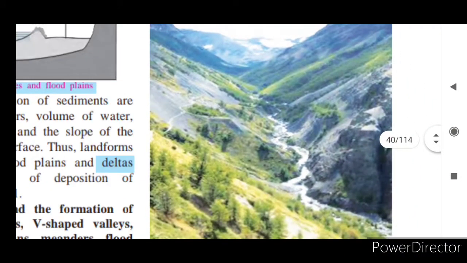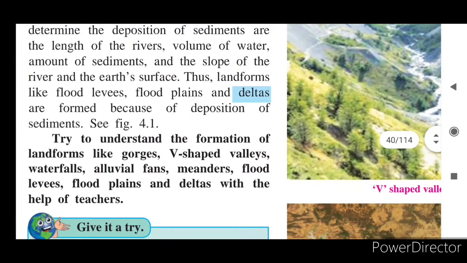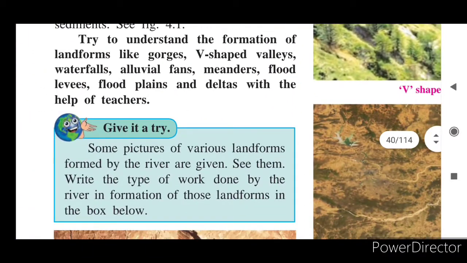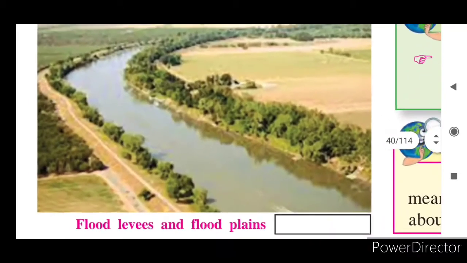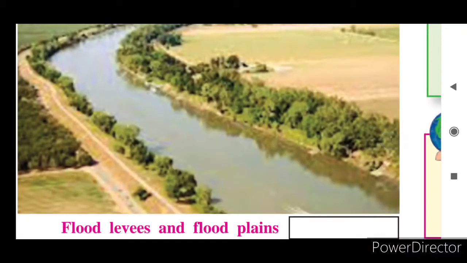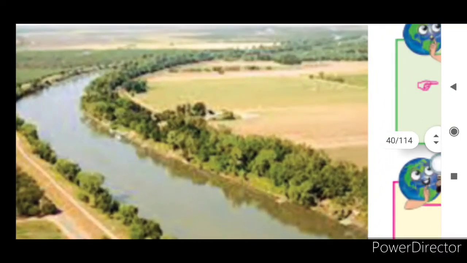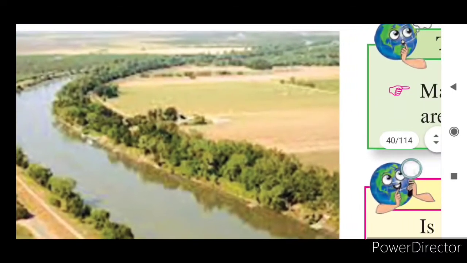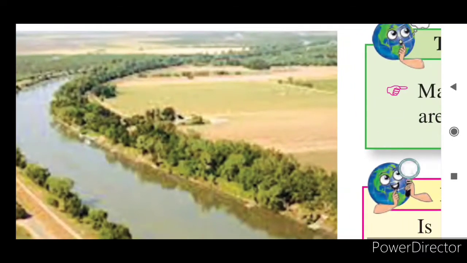Now we will talk about the next one, what is given here, flood levees and floodplain. So we are having the picture of flood levees and floodplain. What is that? That also we will study. So see, this is the picture of the river, and beside the river we can see some images given. Trees are given and here a plain region is shown. So what is that? We'll see. This landform is formed or produced due to the depositional work of the river.